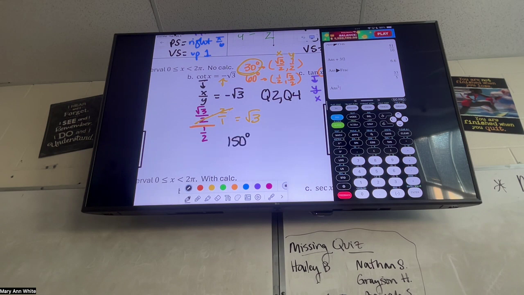What is my 30-degree angle in quadrant 2? 150. While we're there, what's the radian value for that? 5 pi over 6. And then what would your quadrant 4 30-degree angle be? 330. And what would that radian be? 11 pi over 6.